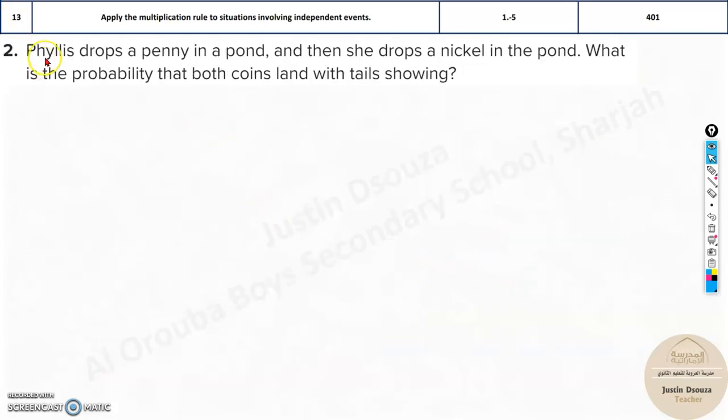Let's try this. You can try pausing this video and trying it by yourself. I hope you paused and tried, but we will go through it now. Phyllis drops a penny in a pond and then she drops a nickel in the pond. What is the probability that both coins land with tails, that is, the penny and the nickel both show tails, when they fall?